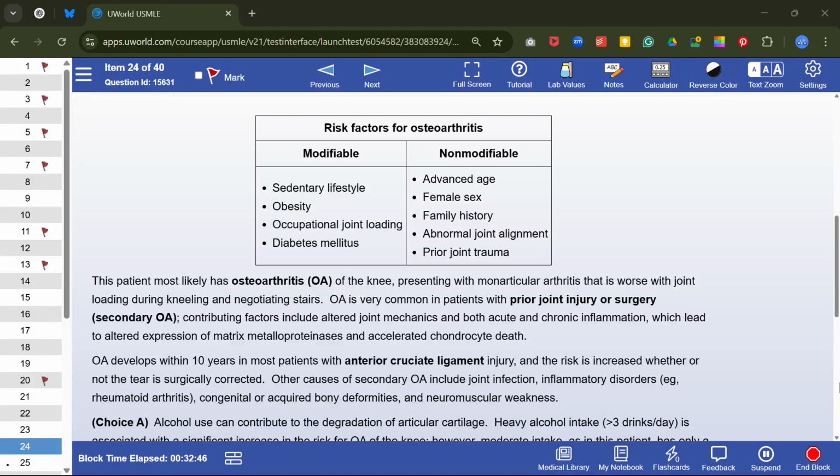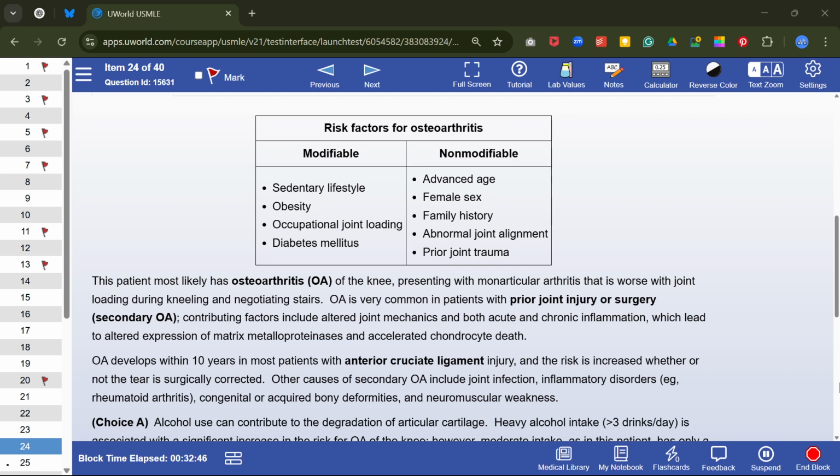This patient most likely has osteoarthritis of the knee, presenting with monoarticular arthritis that is worse with joint loading during kneeling and negotiating stairs. Osteoarthritis is very common in patients with prior injury or surgery.